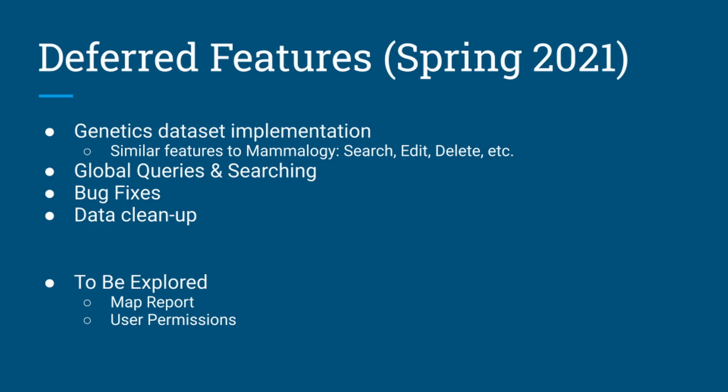Two other features we will explore and possibly implement are a map report and user permissions. A map report meaning that an actual map will display the origin location of the searched specimens. And user permissions would involve things such as an admin or user roles. For example, an admin would be given the permissions to edit and delete, while a standard user would only be able to search.